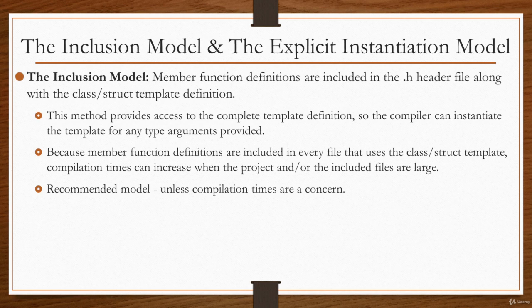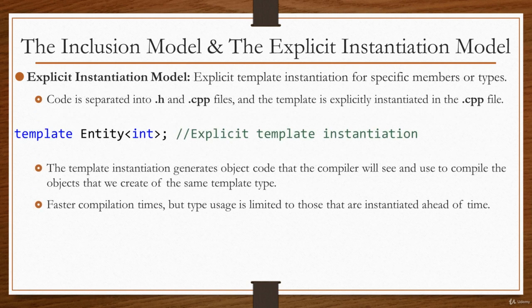Now because of that, the compilation times can increase when the project and or the included files are large, but still this is the recommended model unless compilation times are a concern. Next we have the explicit instantiation model, and in this model we will have explicit template instantiations for specific members or types.